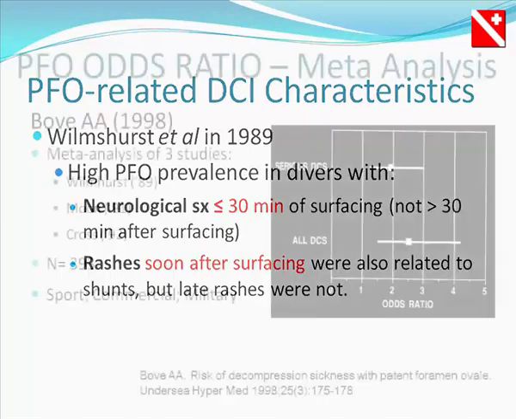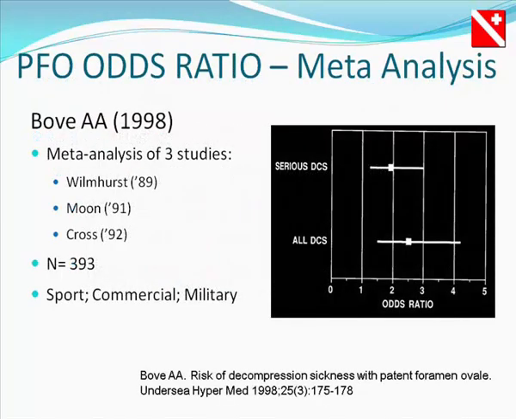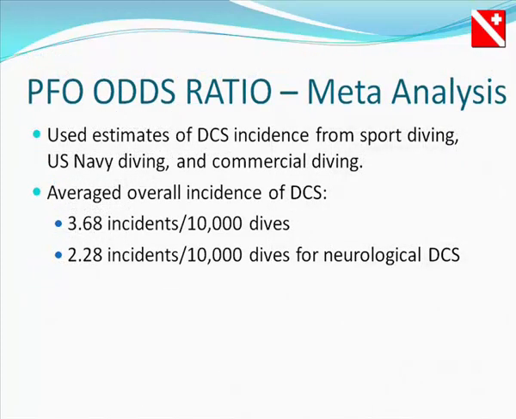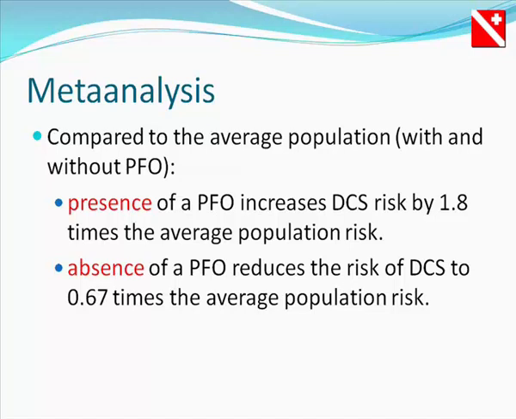How dangerous is a PFO? I'll summarize Fred Bouvet's meta-analysis of the Wilmshurst, Moon and Cross articles by saying that basically the chances of DCI across the spectrum of Navy, recreational and commercial diving is about 3.6 incidents per 10,000 dives, of which two thirds might be neurological decompression illness. Using that data, the presence of a PFO increases your risk by 1.8 relative to the average population, whereas the absence of a PFO reduces it to 0.67.